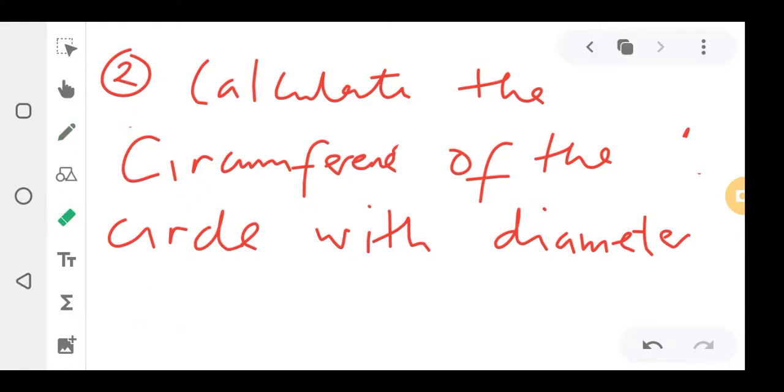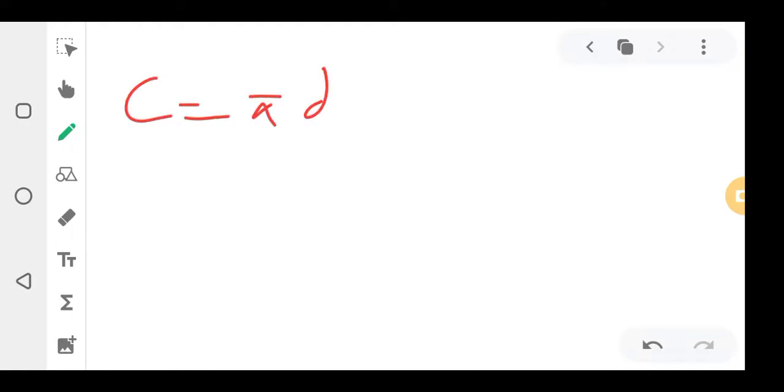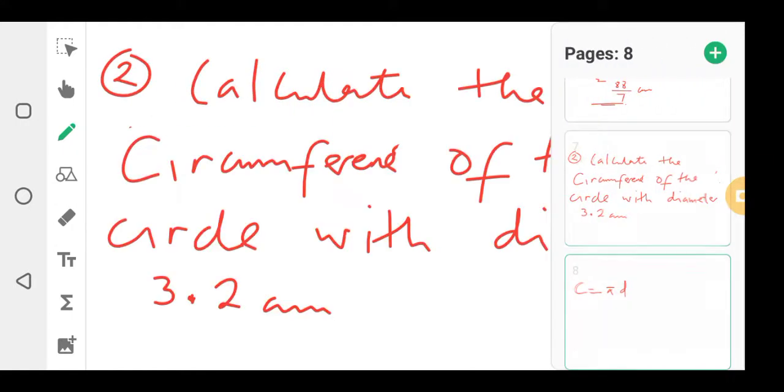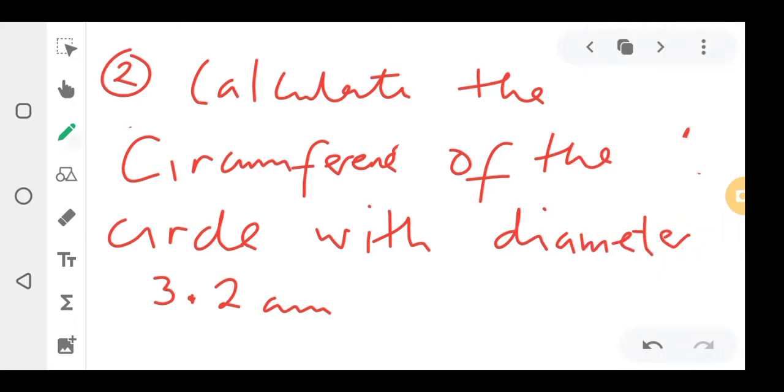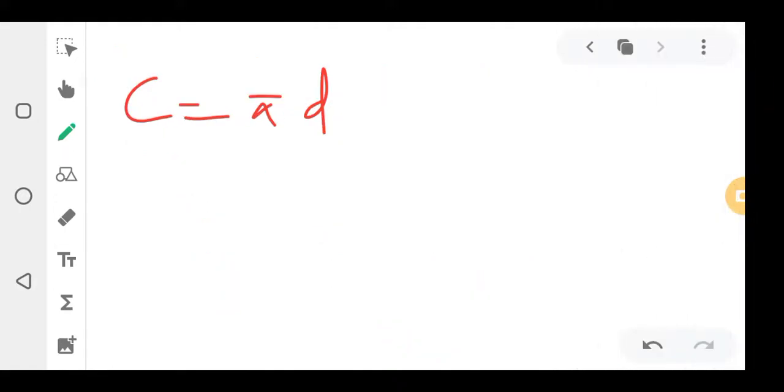With diameter 3.2 centimeters. So same thing. We say circumference is equal to pi d. Oh, here they have given you take pi, and then here the question is saying take pi to be 3.142, not 22/7, 3.142.